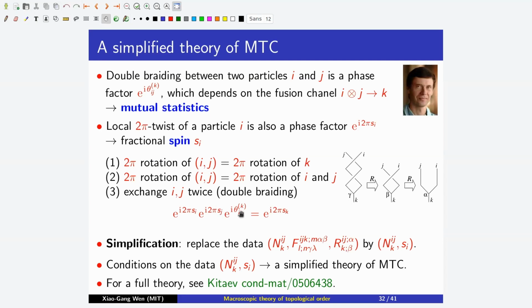From this, we can see that the mutual statistics angle is given by the spin of each particle, and the spin also determines self-statistics. So self-statistics and spin determine the mutual statistics completely. Therefore, we only have N_ijk and s_i. This is truncated data, which is much simpler. Then we can use this truncated data to formulate the theory and try to build a table.